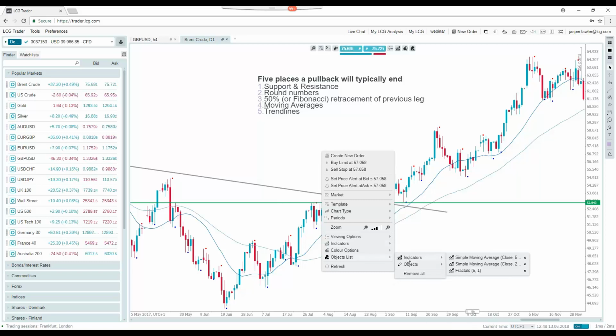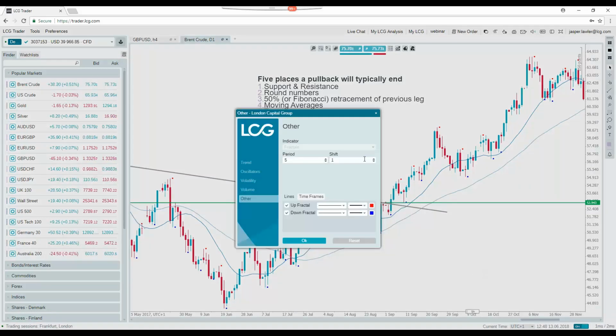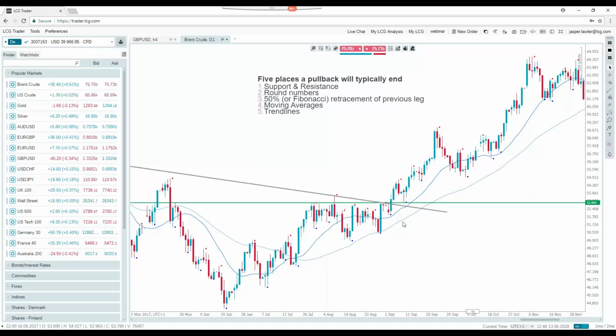So there's fractals under your object list. Click on fractals, and all I've done is shift it one period to the right. You can also shift it to the left if you chose, -1, for example. I shifted it to the right just so I can see where the low is on the candle.